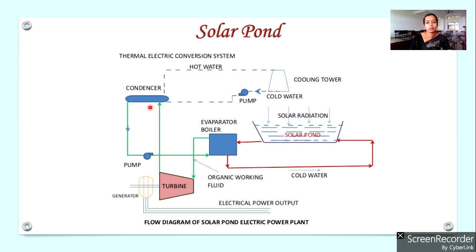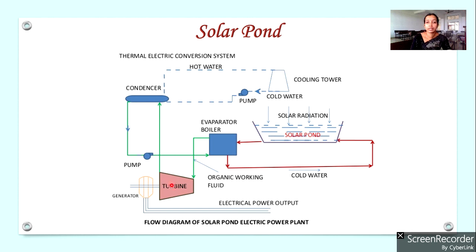So how can we condense this vapor here in the condenser? How is the hot vapor of the organic fluid condensed? This is done by pumping cold water from a cooling tower. So a cooling tower supplies cold water to this condenser. This cold water takes away the heat from the vapor of the organic working fluid. Then after taking the heat away, the water becomes hot and it is again circulated through the cooling tower. This is the basic working of a solar pond.